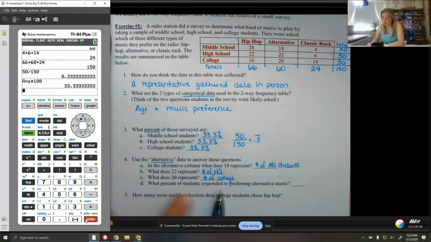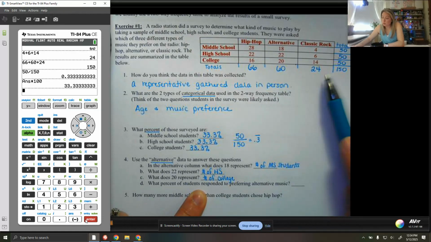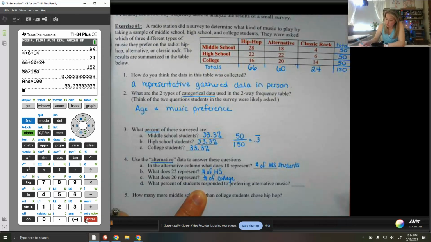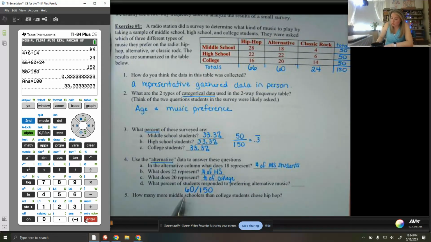And what percent of the students responded to preferring alternative music? So what was our alternative total? 60. What was our total? 150. So this is going to be 60 divided by 150. Our amount that preferred alternative divided by our total number of people who were surveyed. So 60 divided by 150, and then to turn this into a percent, we multiply by 100. That would be 40%.